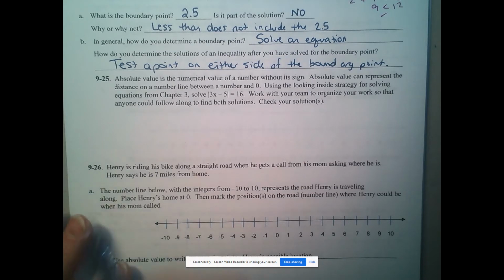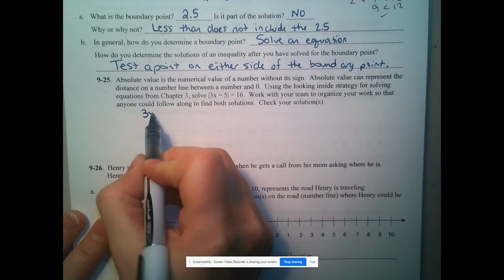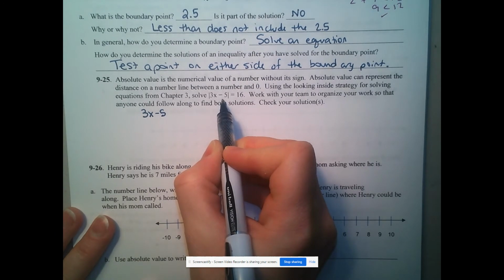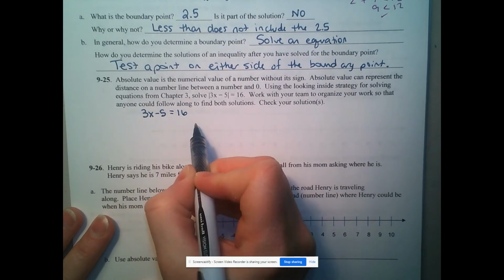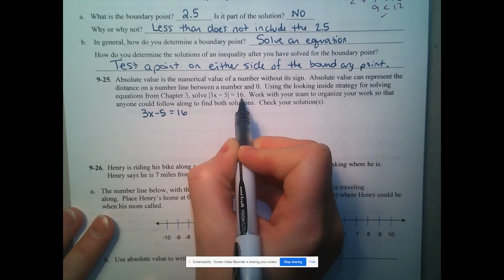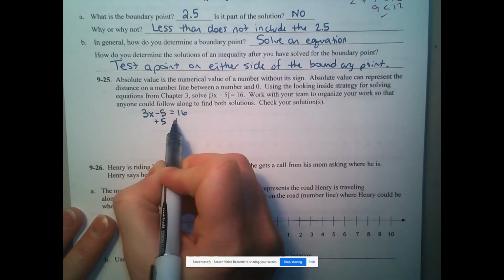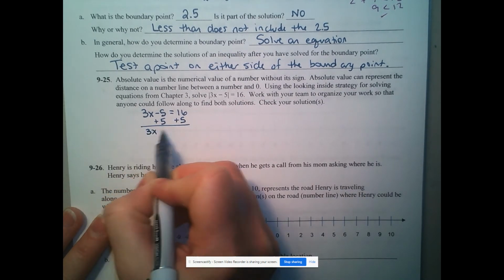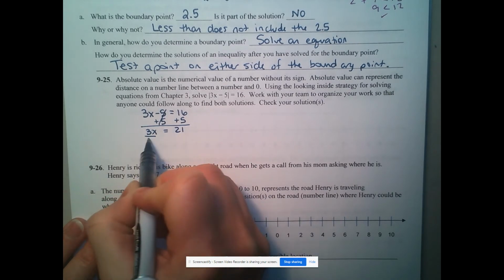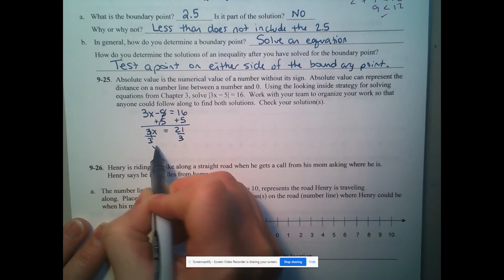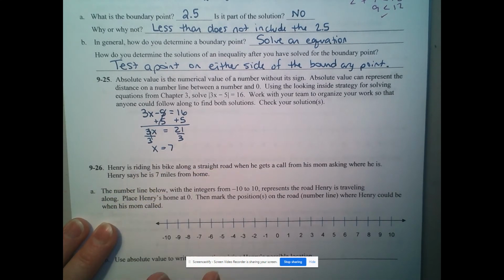So what we need to do is say, well, 3x minus 5, because it's inside the absolute value bars, it could equal 16. The absolute value of 16 would give us 16. So we would add 5 to both sides. We'd get 3x equals 21, and we divide both sides by 3, x equals 7. So 7 is a possible solution.